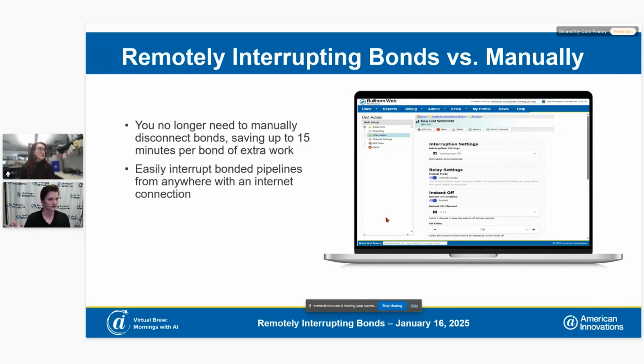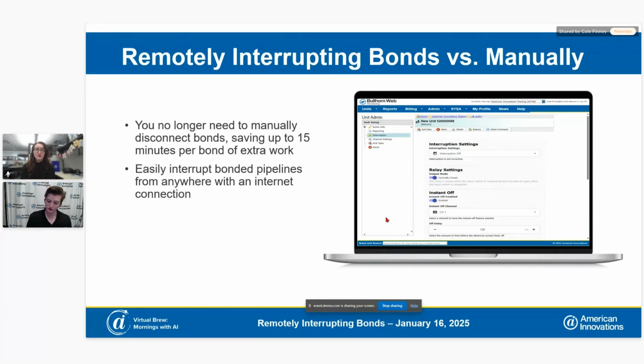So all I do is go to our webpage and click interrupt. And then while you're interrupting your whole pipeline as normal for performing interrupted surveys, you're interrupting the bond at the same time. So that's saving a whole lot of time at the actual bond site while performing your survey, allowing your crew to get done a bit faster, as well as be able to capture the same measurements that I was talking about while the CP system's on and off, through the instant on and off measurements while interrupting.